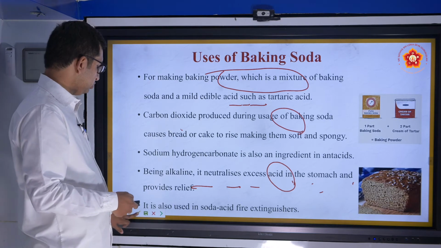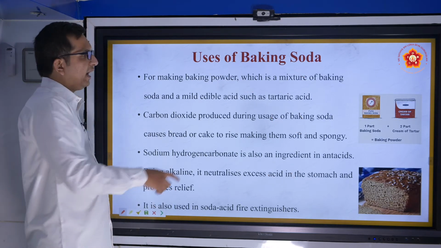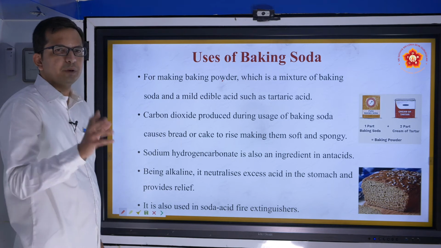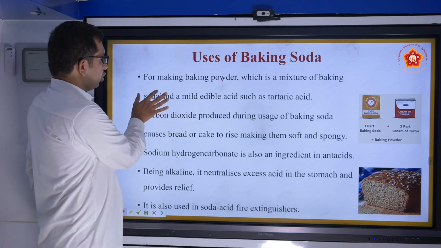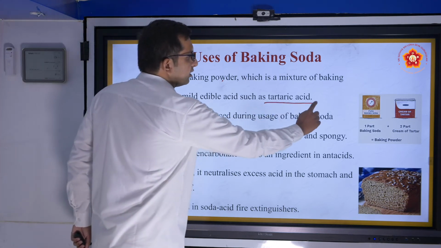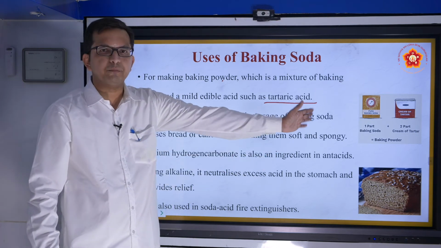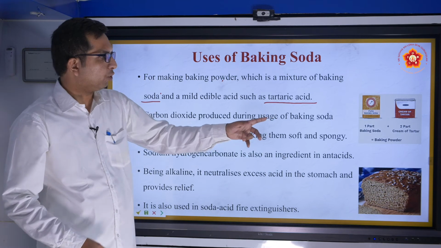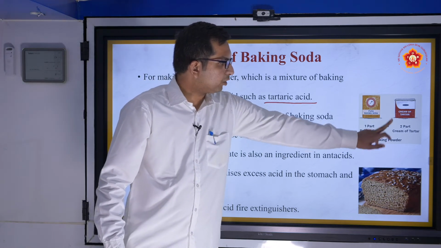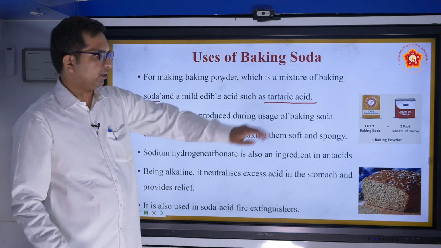Now what are the uses of this? The very first use is utilizing it as baking powder. So what is baking powder? Basically it is a combination of baking soda and tartaric acid. You can see there pictorially the parts that have been present. How do we make this baking powder, where double the amount of tartaric acid is taken and baking powder is formed.